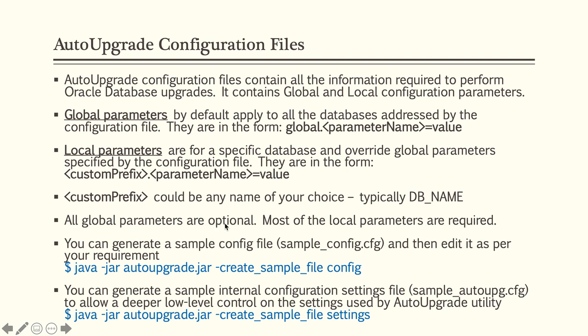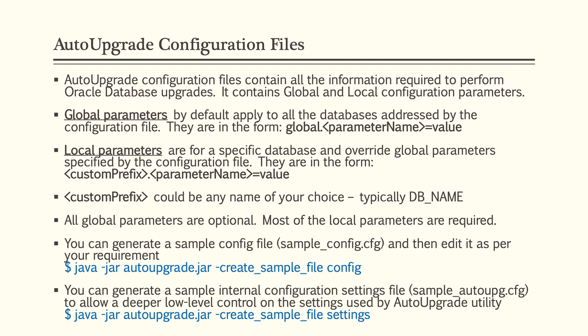All global parameters are optional in nature, and most of the local parameters are required in nature. So it's okay if your configuration file does not have any global parameter, but in that case you also need to make sure that the local, database specific equivalent of those global parameters are mentioned. Most of the local parameters are mandatory in nature, and all of the global parameters are optional in nature.